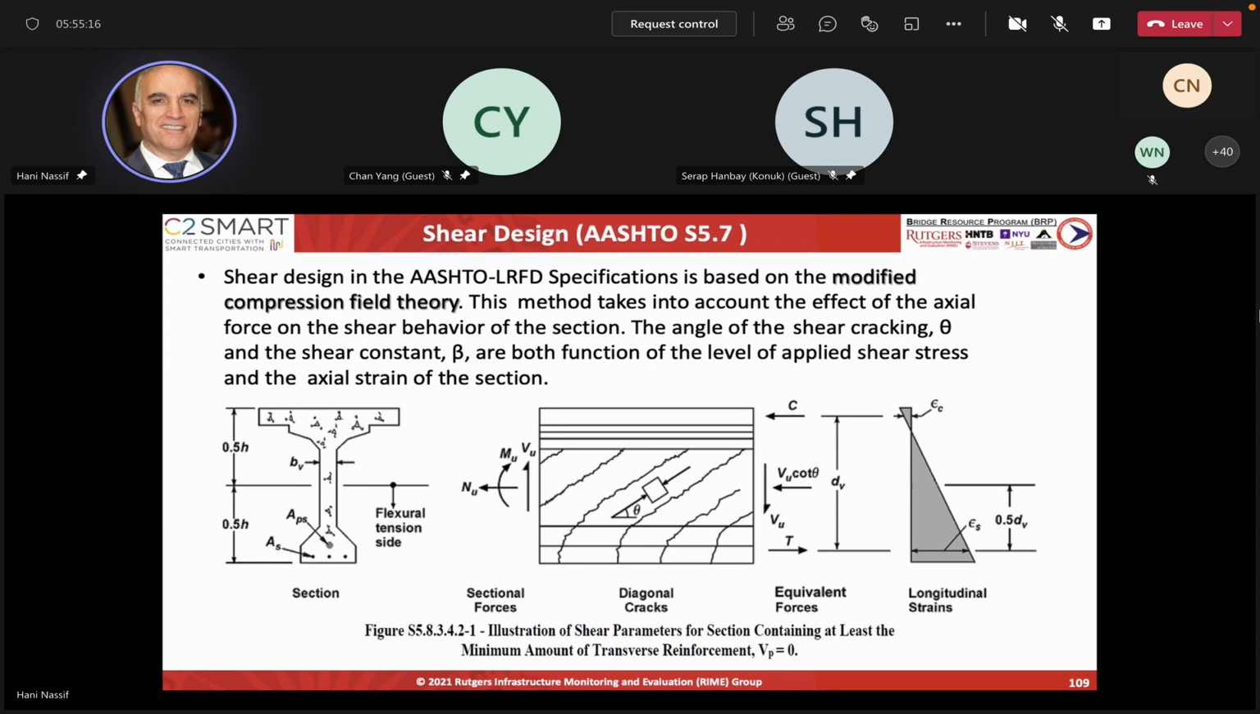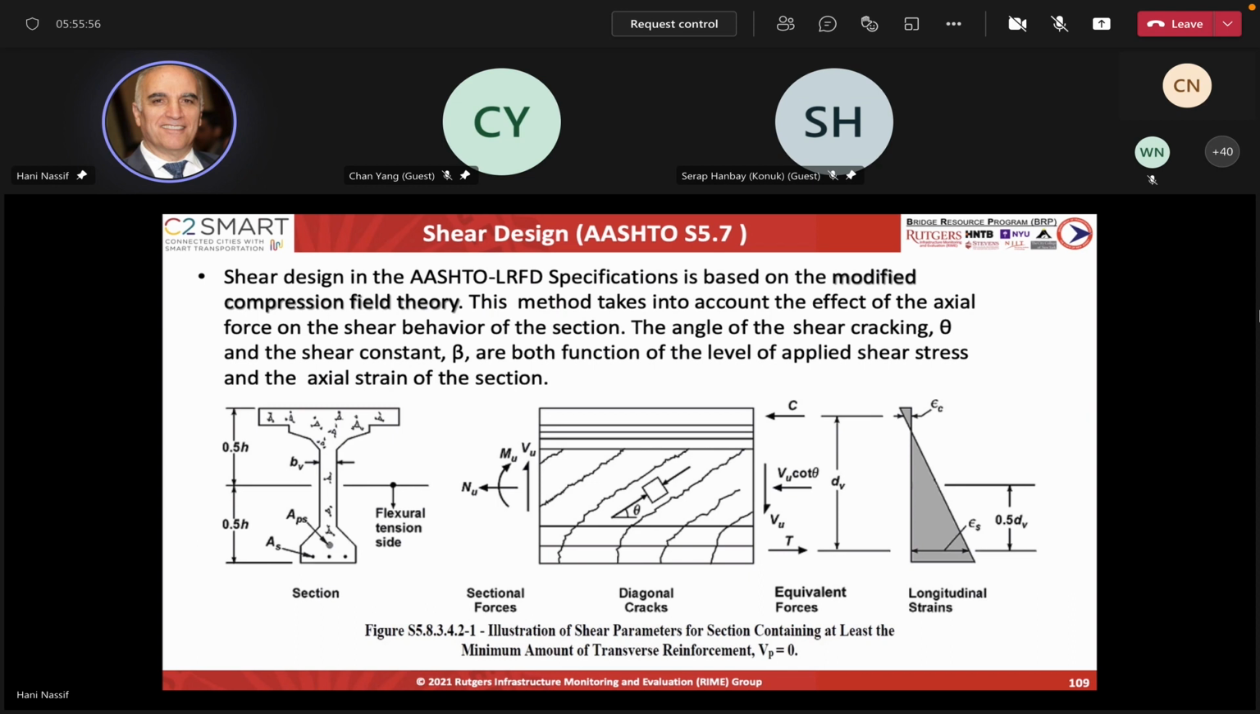This is where I think Professor Collins at Toronto started doing the basic research on that part, and he came first with the compression field theory. In that one, he said, if I have a shear strain and a tension strain in the other direction, it should fail according to something like a Mohr circle criteria, where the principal failure strain should be a combination of the shear strain and the compression along the strut.